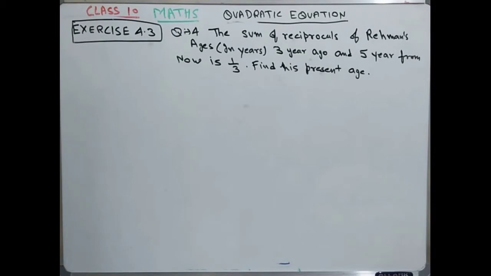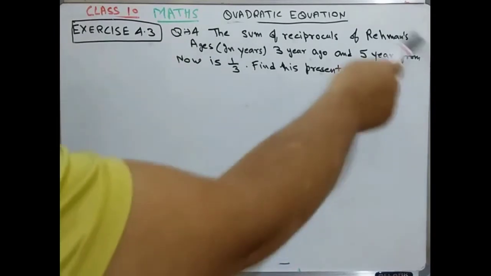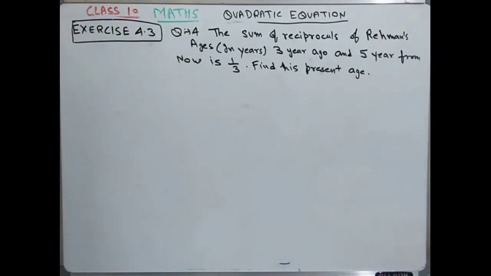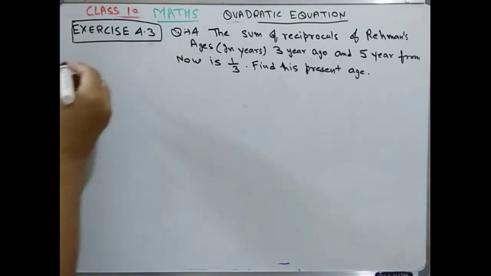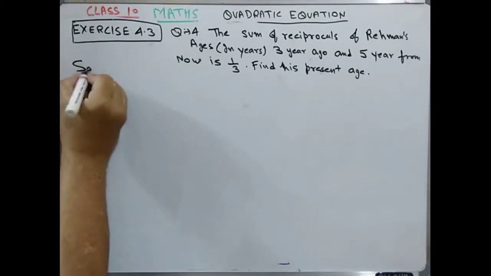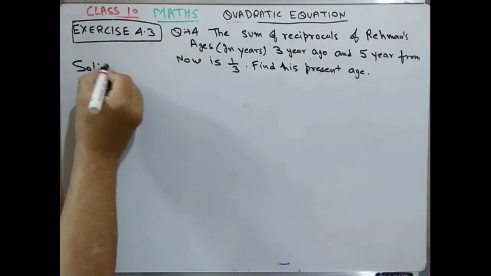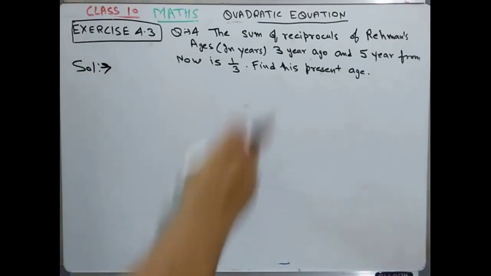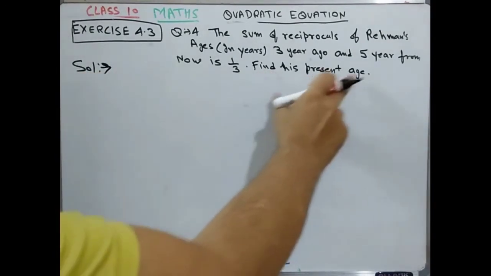So in this question, he is asking us to find the present age of Rahman, right? In this type of question, first of all we will convert this statement to a quadratic equation, okay? And once we get the quadratic equation, we will solve that equation. So now let us solve this question. What he is asking is the present age of Rahman.